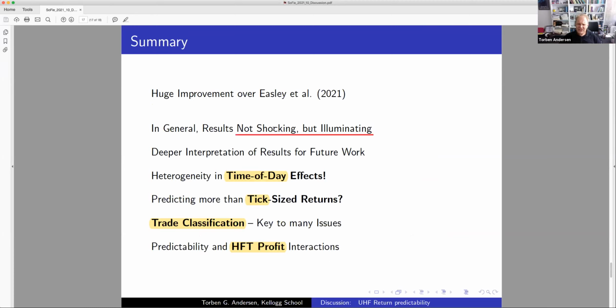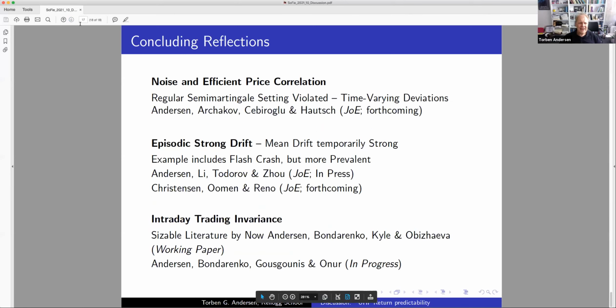So to summarize, I found the results not too surprising or shocking, but they are certainly illuminating. A deeper interpretation of the results would be great for future work. I mentioned these four things that were themes that you could look at. And let me just, as a last thing, mention that some of these results seem to indicate to me that what we usually call noise in high frequency volatility modeling will be correlated with where the efficient price seems to be going in the future. So that means we might rethink sometimes, if you look at really high frequency data, the regular semi-martingale setting. I have some work on that that's forthcoming. We might occasionally see episodic strong drifts. How do we deal with that?